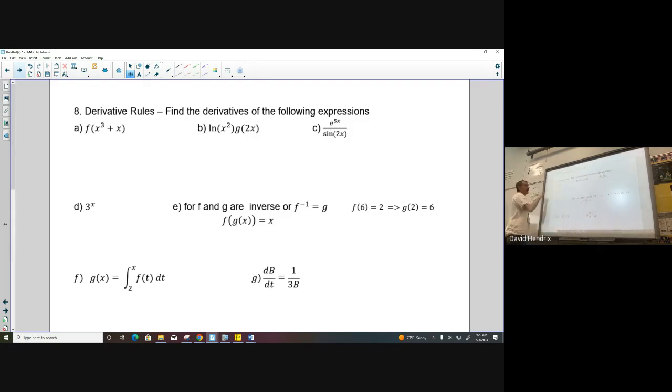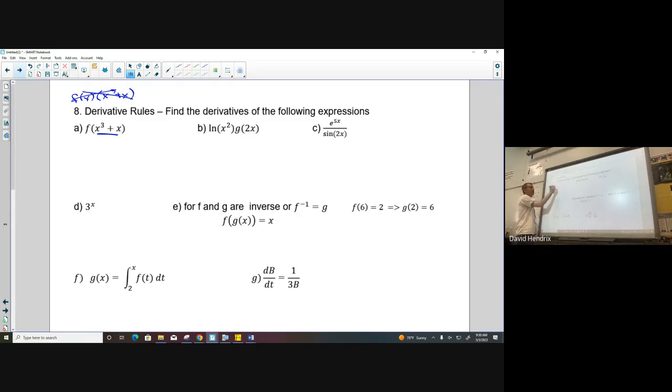So I had a lot of people try to do this question on one of the practice FRQs as if this was f of x, x cubed plus x, and they did a product rule. And that is not what's happening right here. This right here is the inside function. So this is not what this is asking. So we need to do a chain rule.